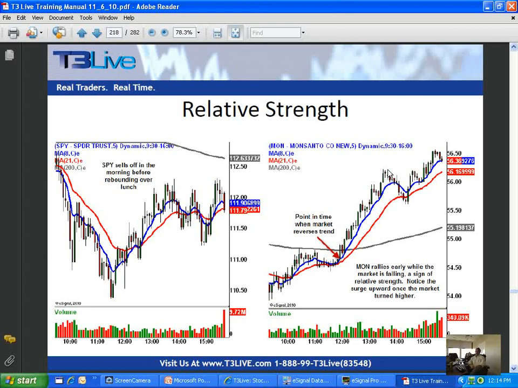Looking for divergences in the market can be a fairly low-risk way to identify a stock that could potentially break out or break down.